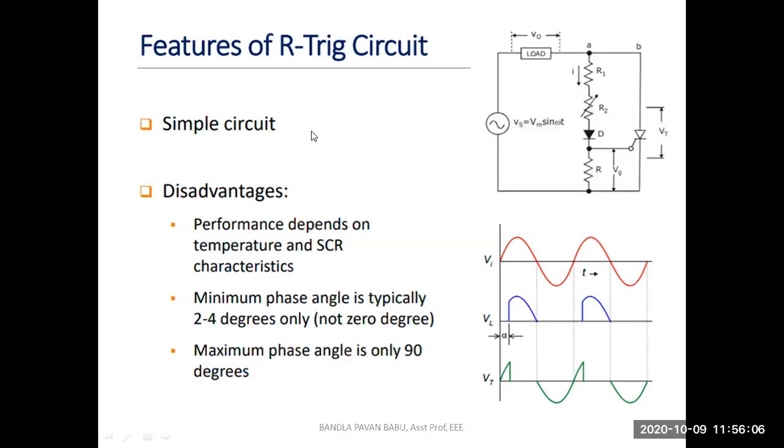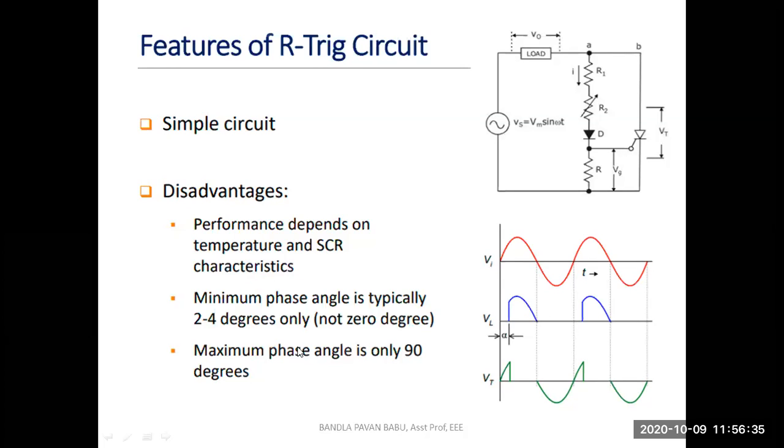It's a simple circuit, and it is also a half wave circuit, because it conducts only for the positive half cycle. For the negative half cycle, anode is fed with negative and cathode is fed with positive. It comes to the reverse biased condition, and in the reversal operation, the switch will not conduct. It will not conduct for the negative half cycle.